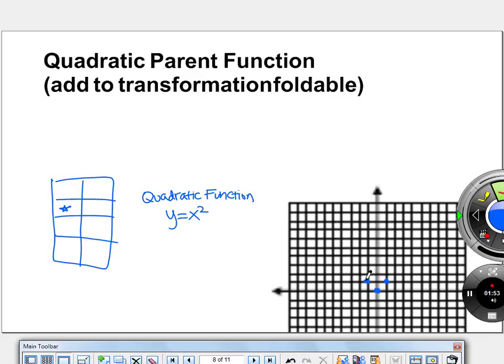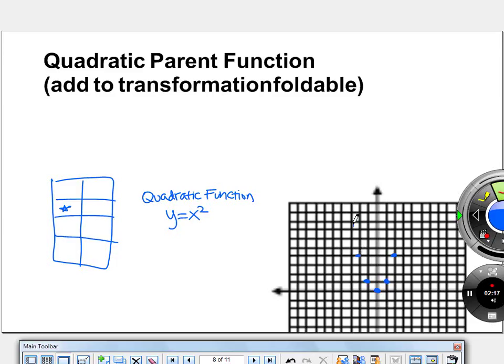Here, when you move 1 unit away from the vertex, you went up 1. But when we move 2 units away from the vertex, in other words, when we plug in 2, what do we get? 4. This is what makes it look curved instead of like straight lines, right? It starts growing at a different rate each time because you're squaring the numbers. So when we plug in 2, we get 4. And when we plug in negative 2, we also get 4.